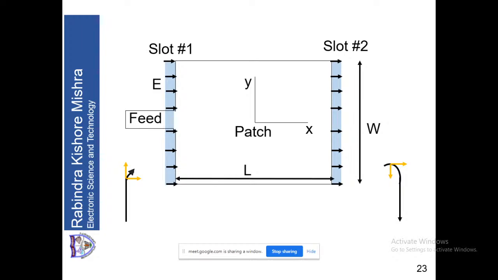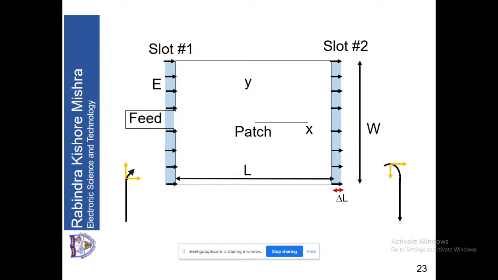If any slot is excited with an electric field, we can say that the slot is going to radiate. From that slot there will be radiation. How the radiation will occur, you know from the equivalence principle that we have studied. A slot is equivalent to an aperture. So from that aperture there will be a magnetic current. If there is electric field, there will be magnetic current. If there is magnetic field, there will be electric current. So here we have electric field, accordingly there will be magnetic current.